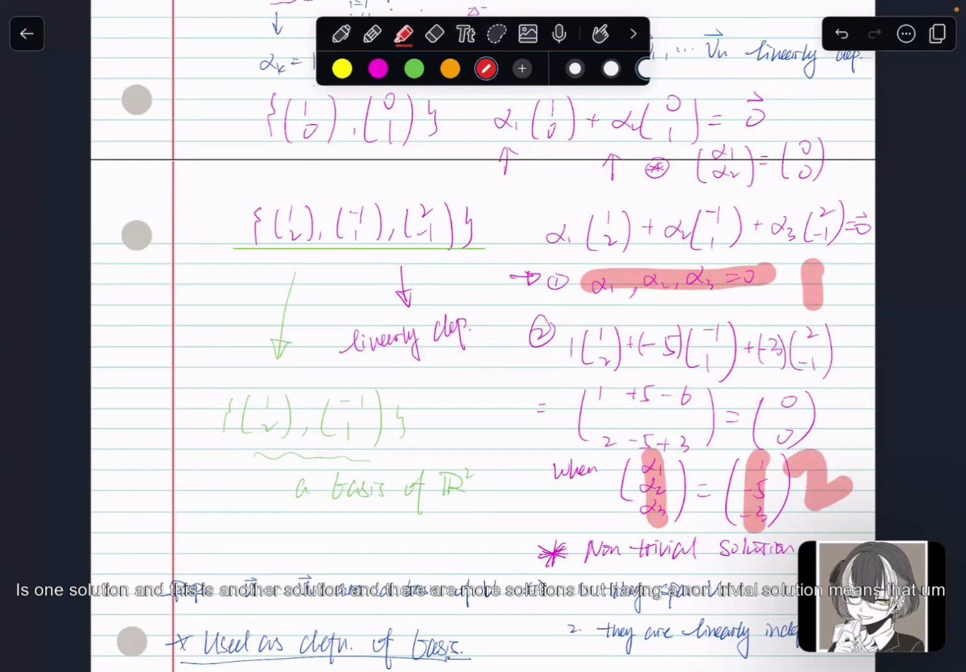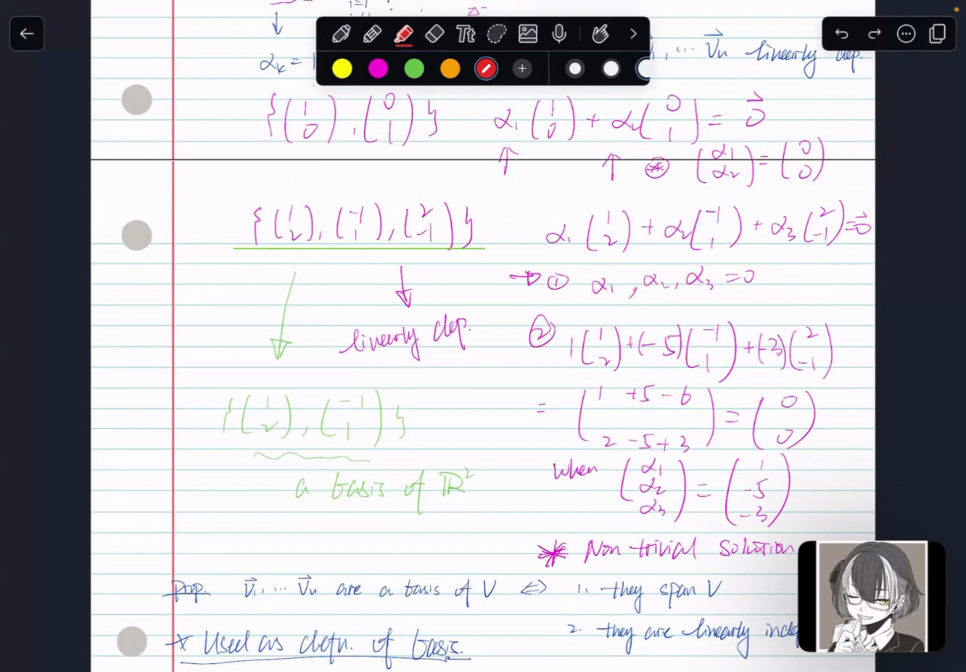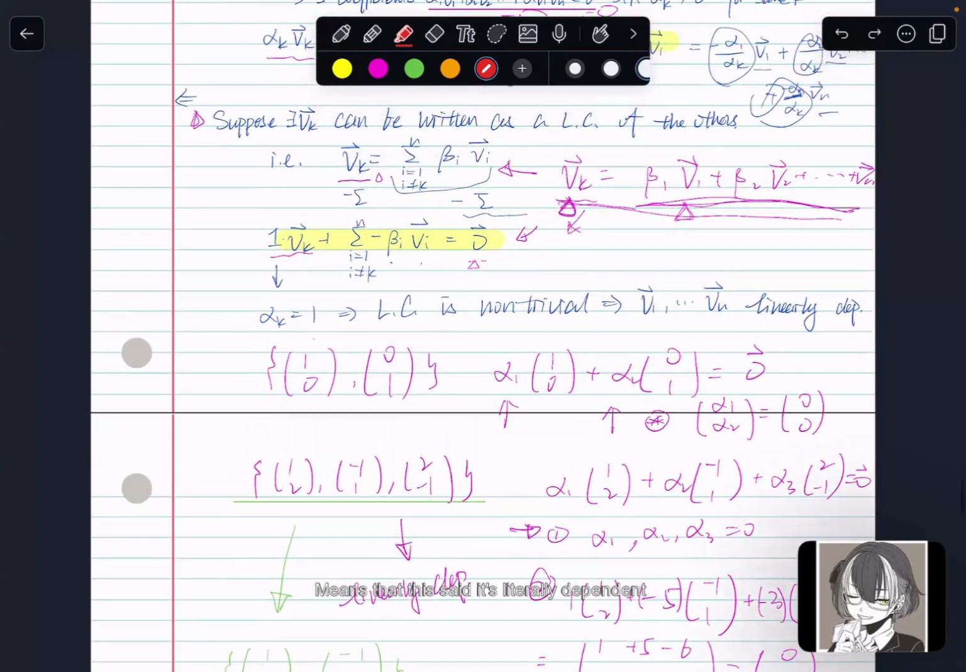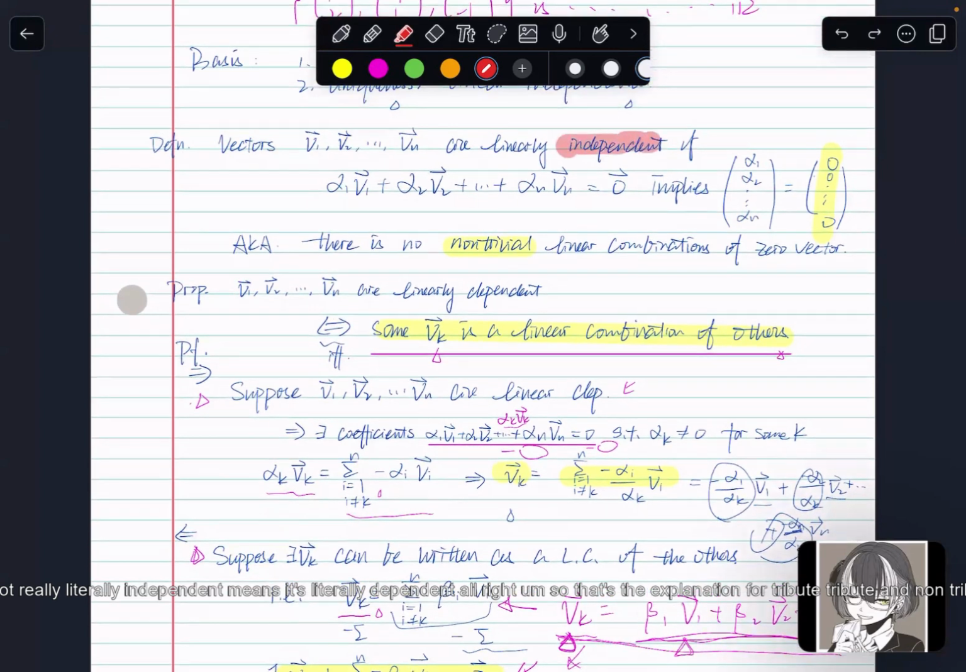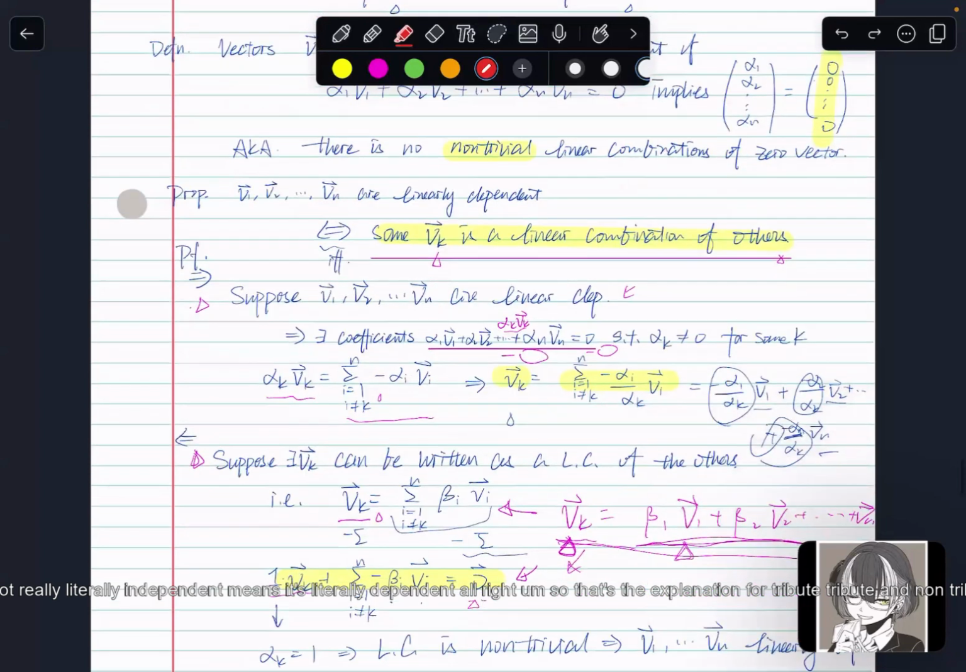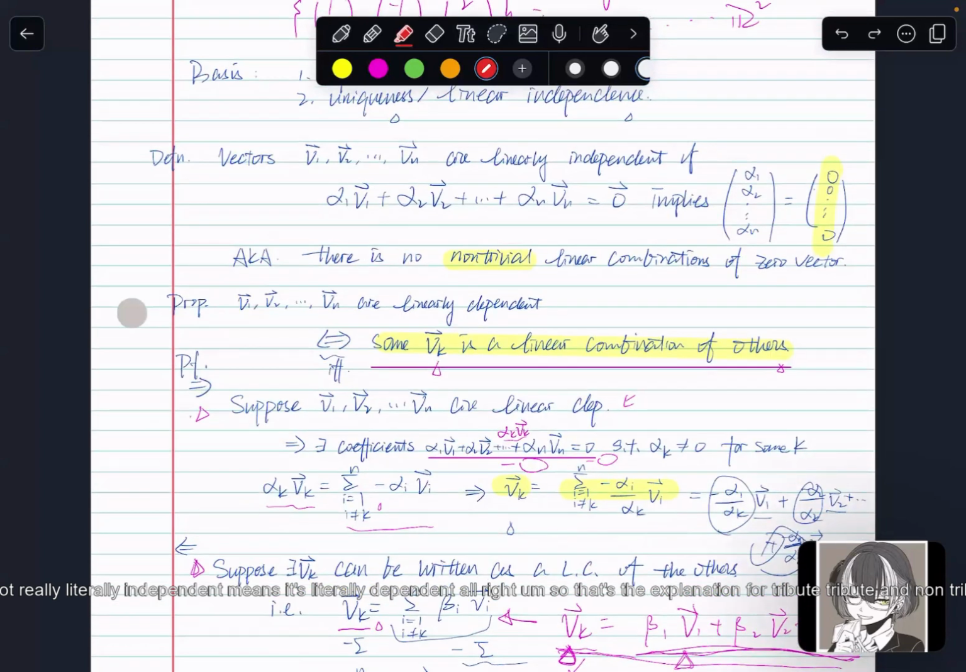But having a non-trivial solution means that the set is linearly dependent. So if it's not linearly independent, it's linearly dependent. All right, so that's the explanation for trivial and non-trivial.